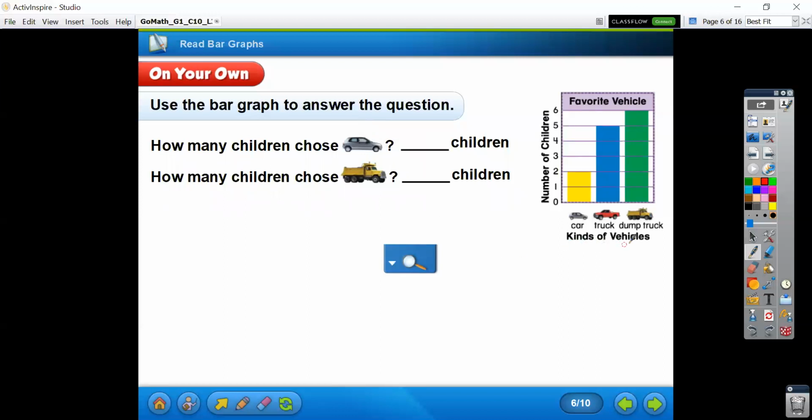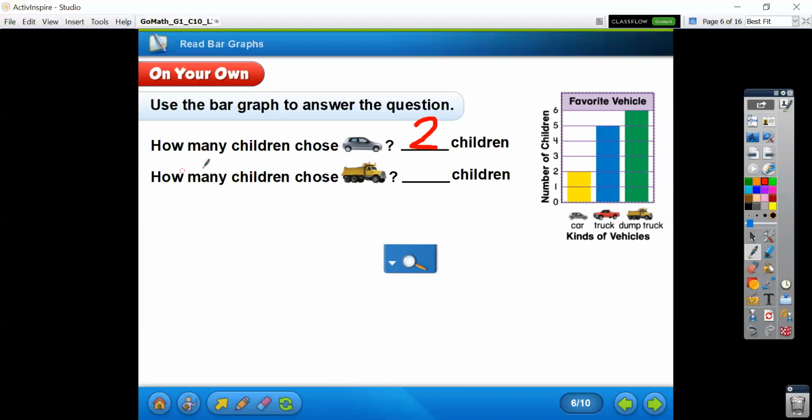Down at the bottom of our bar graph, it shows us kinds of vehicles: a car, a truck, and a dump truck. Since this is a vertical bar graph, the numbers go up the side instead of across the bottom. Remember, we're looking for the car. How many children chose the car? Look at your yellow bar and go up. How many? Right, we need a 2 here.